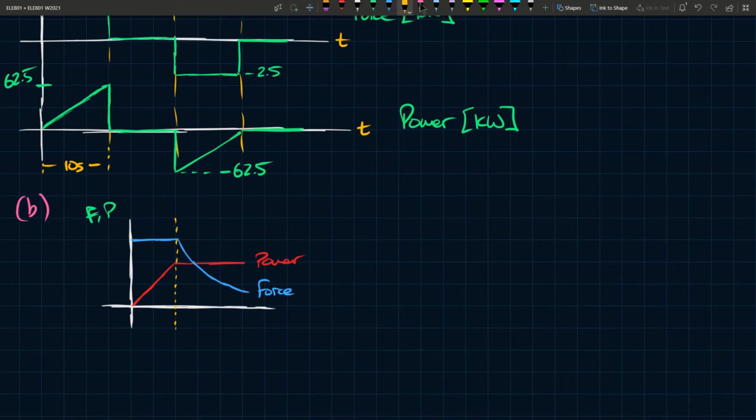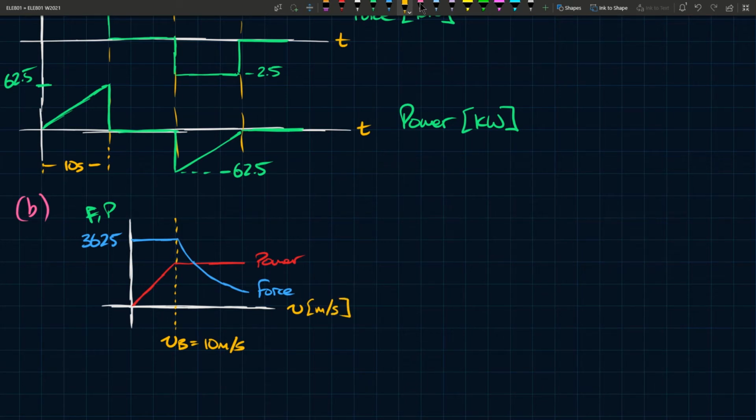So this is, I guess you can say, force and power here. This is your base speed. They say that the base speed should be 10 meters per second. They say that the maximum force is, in this question, 3625 newtons. And this is obviously your speed here, and this is a linear speed in meters per second.